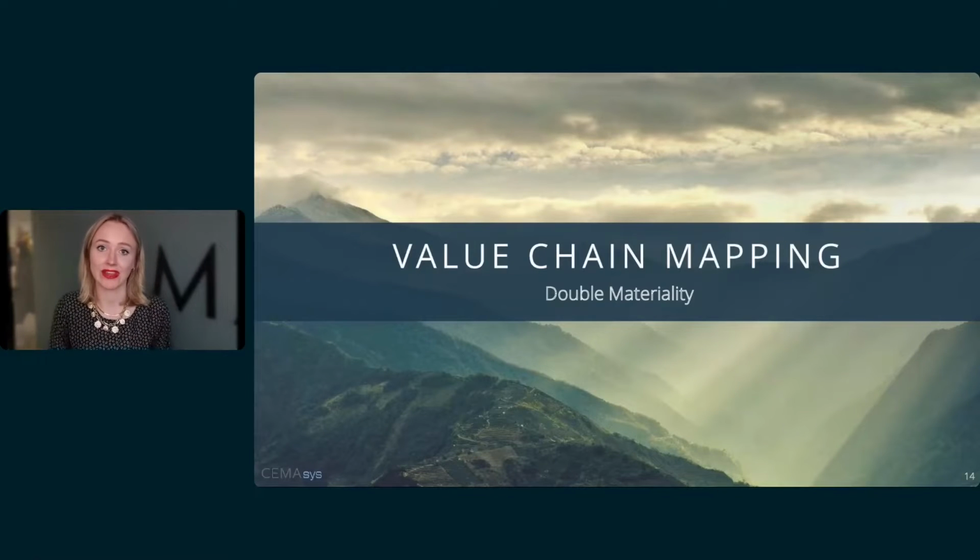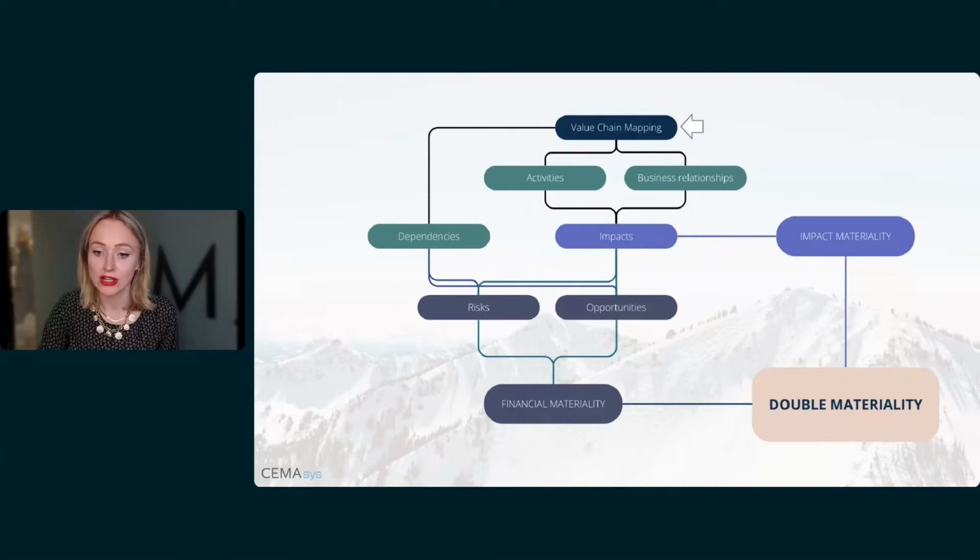All right, so now we're going to get into all the steps of the materiality analysis. So as I did talk a little bit about, first we have the value chain mapping. This is what it looks like in a bit of a spider map type situation. So we know we start with a value chain mapping, and that's what we're going to talk about now. And then from here, we need to identify some activities and business relationships and dependencies. That is essentially what we are doing here.